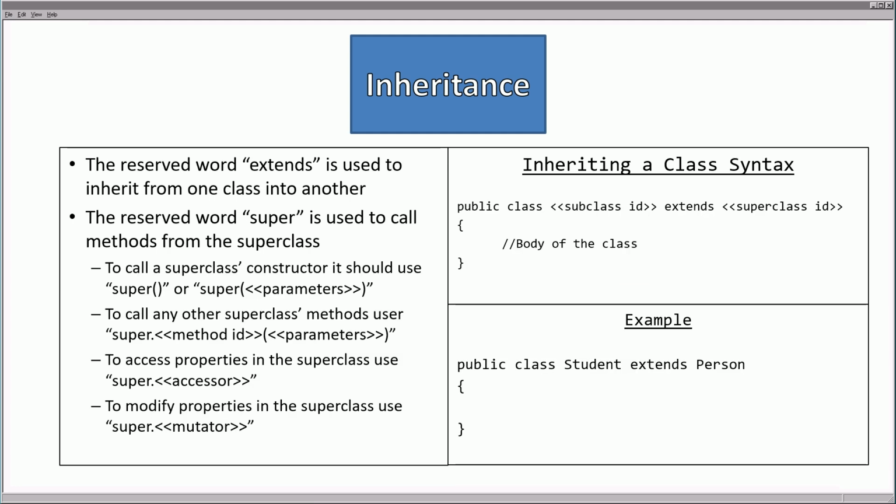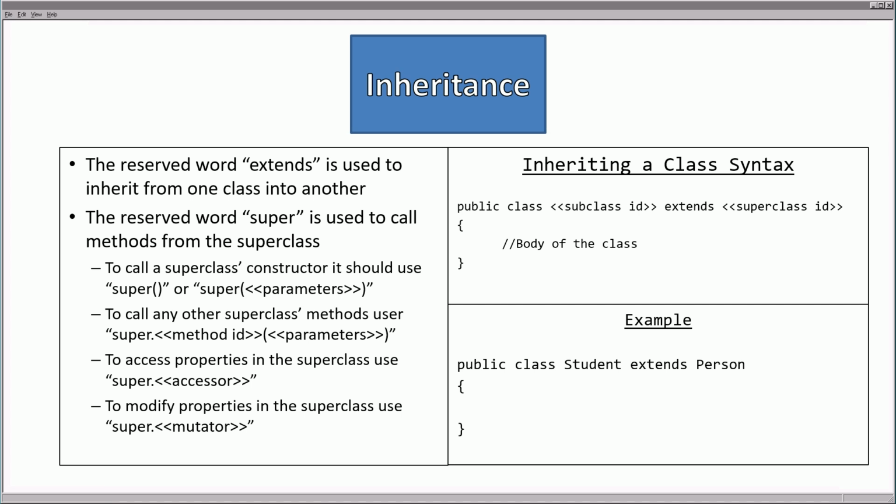Now, in order to start using inheritance, the reserved word extends is used to inherit from one class into another. So for instance, inside of the class definition, you have public class and then the subclass's identifier. Then you have this reserved word extends followed by the superclass's identifier, and this creates the subclass is a more specific version of the superclass.